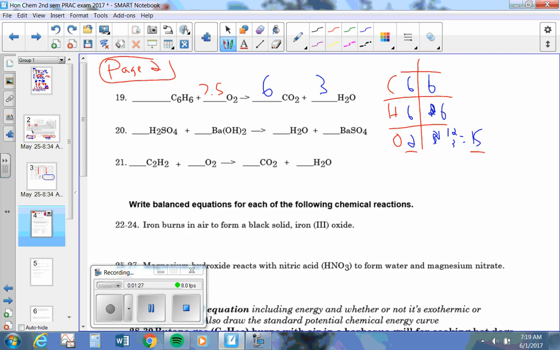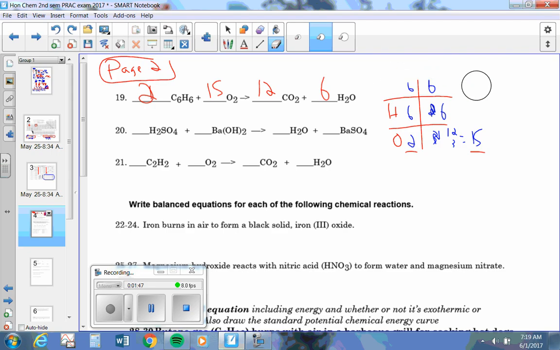So instead of 7.5, we need to scale everything up. So I'm going to double everything. Instead of one of these, I'll have 2 of these. Instead of 7.5, I'll have 15. Instead of 6, I'll have 12. Instead of 3, I'll have 6. That one is done. When I have an odd even, if I double everything, it will make it so that there's something I can write on the O2 line to get her done.